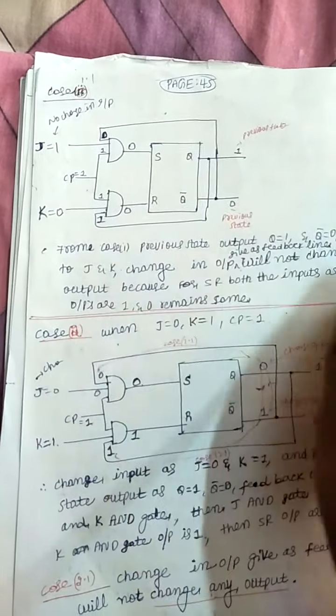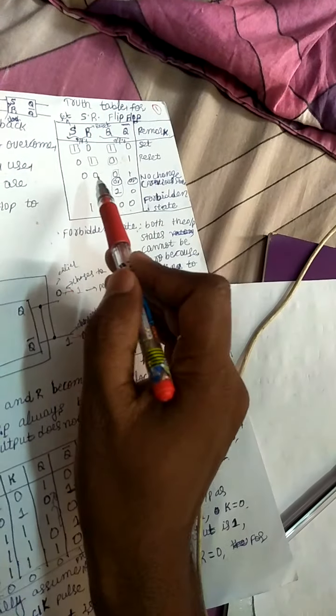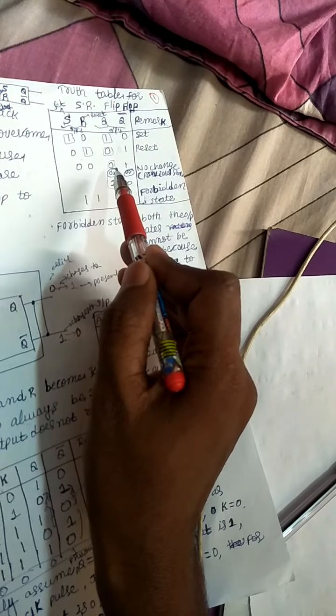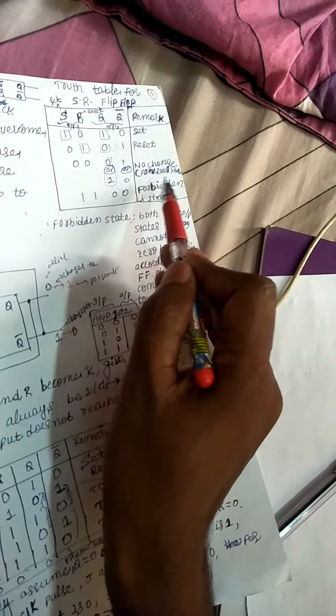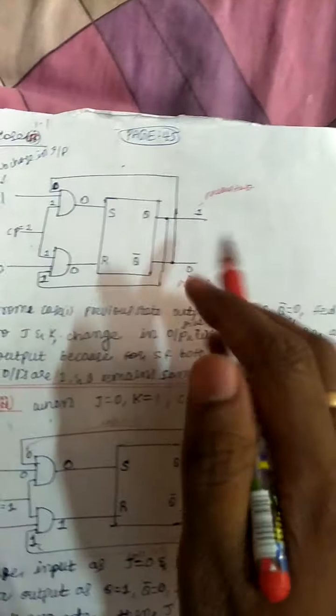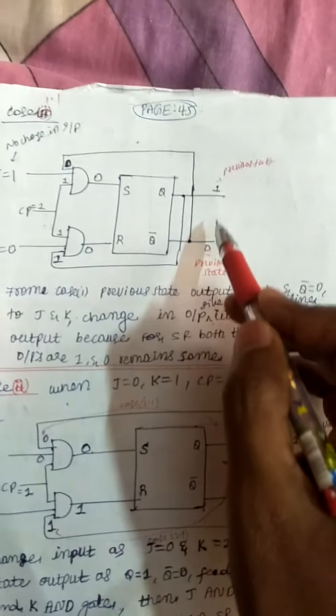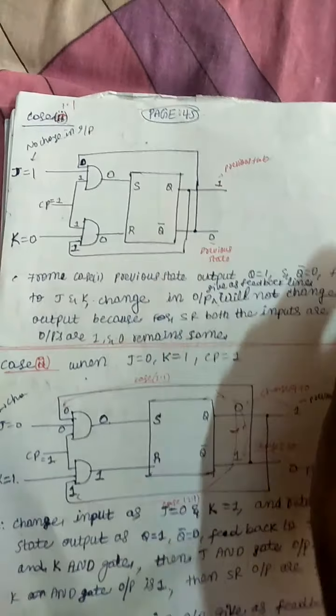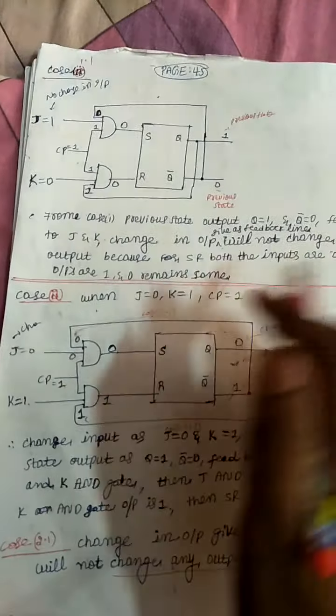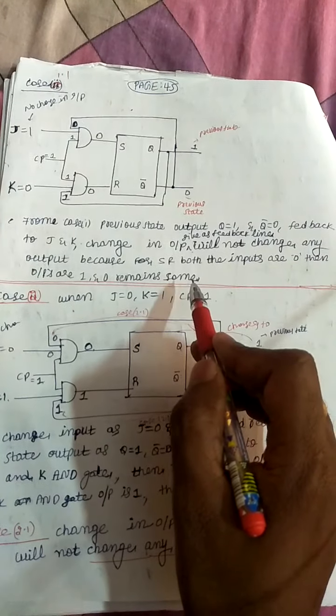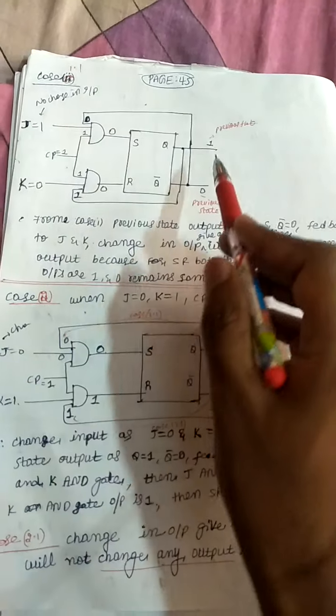In SR flip-flop, if both the inputs are 0, 0, then the output is the previous state output, right? So the previous state output you have here, 1 and 0, remains the same. Then the outputs are 1 and 0.